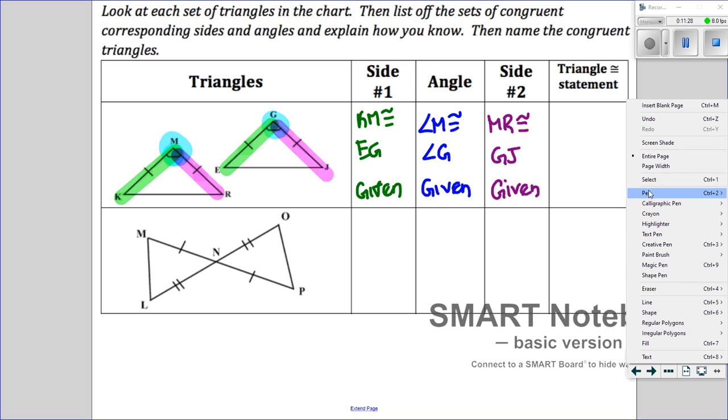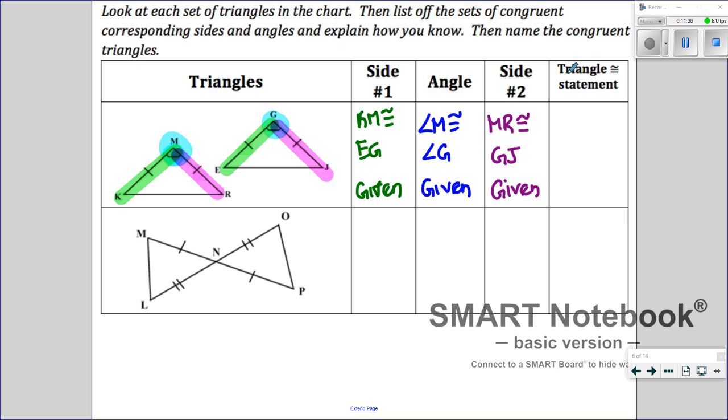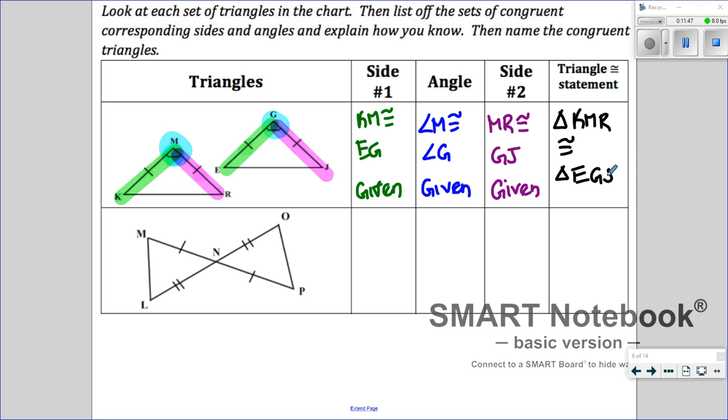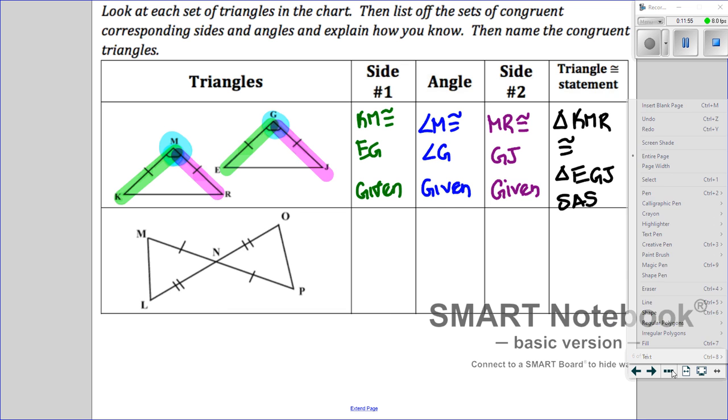So now I can write my triangle congruency statement, which will be triangle KMR is congruent to triangle EGJ, and the reason is, oops, let me do that again. Reason is SAS, side angle side. All right, let's do the next one.